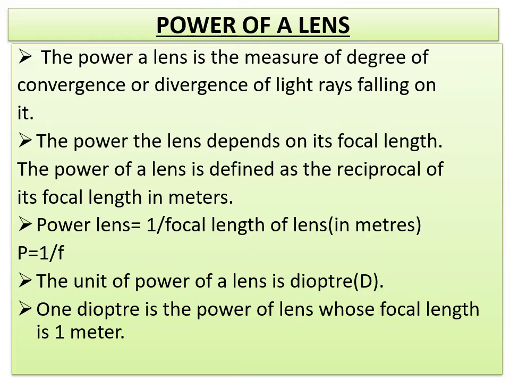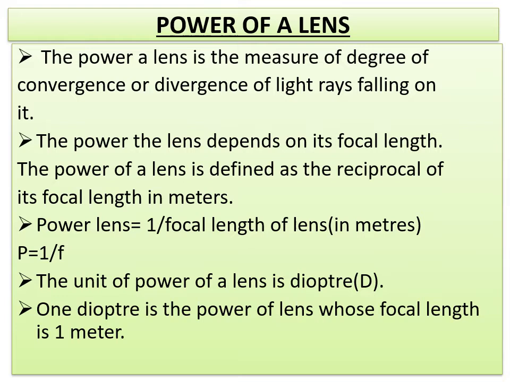So the power of a lens is equal to 1 by the focal length of the lens, that too in meters. The power of a lens is represented with capital P, and the focal length, which we have already discussed in the classes we completed, is represented by F. So the formula we use for the power of a lens is P is equal to 1 by F. Here you have to remember the focal length is in meters. Next, the unit of power of a lens is diopter. It is represented by capital D.